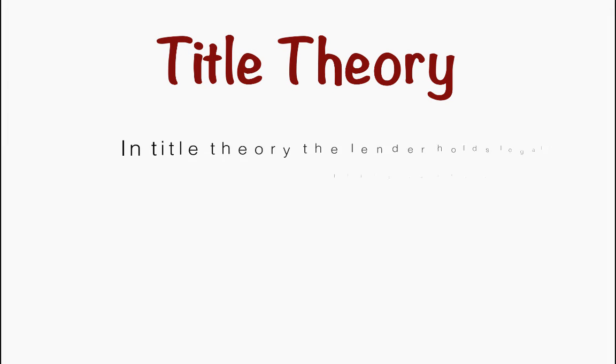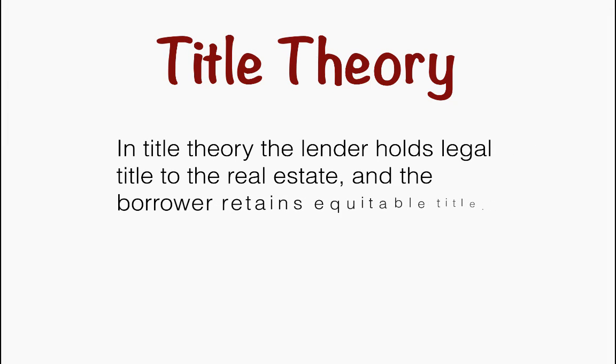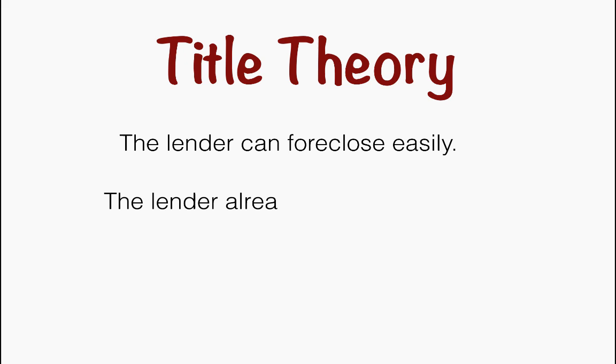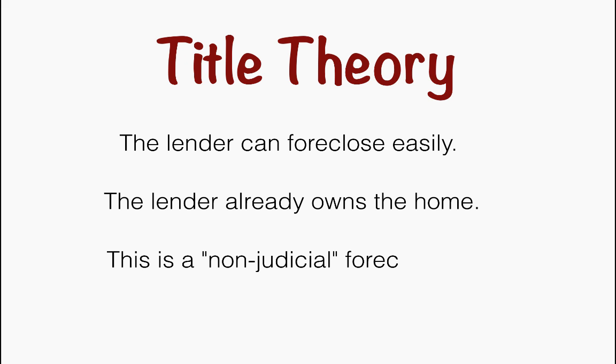In title theory, the lender holds legal title to the real estate and the borrower retains equitable title. Equitable title allows the borrower to live on the property, make improvements, lease the property, and enjoy the use of the property as its owner. The lender transfers legal title to the property back to the borrower after the borrower pays off the loan in full. Until that time, if the borrower defaults on the loan, the lender can foreclose easily. In a sense, the lender already owns the home, so the lender can take possession back without a fuss. This is a non-judicial foreclosure.